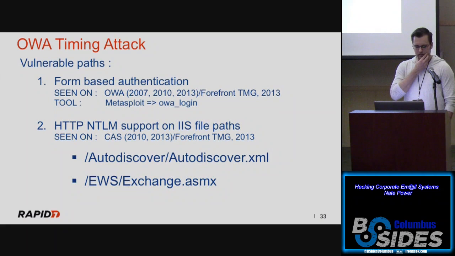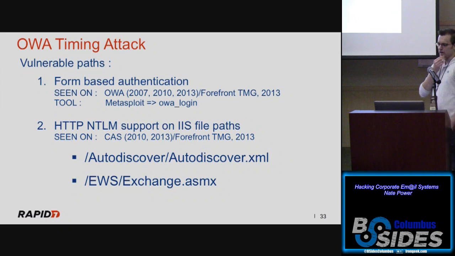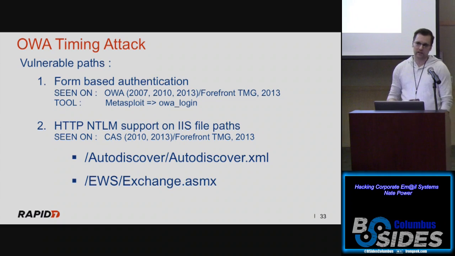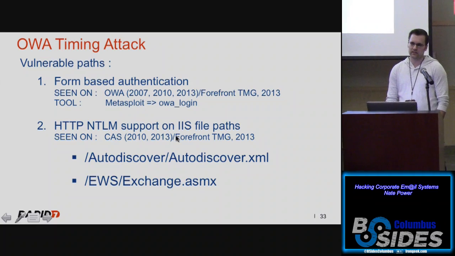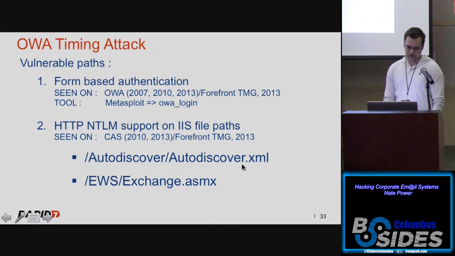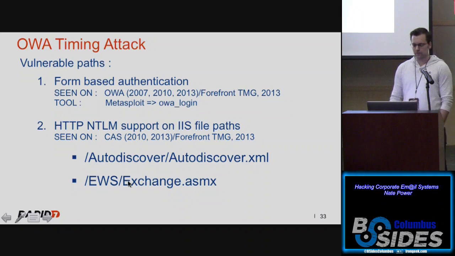So now I ended up finding vulnerable paths on the OWA around the timing attack. I found the form-based authentication to be vulnerable on pretty much anything 2007 Service Pack 2 and up. And then I found the static IIS file paths to be vulnerable to the timing attack only if NTLM is enabled on these paths. By default, these last two file paths have NTLM enabled.